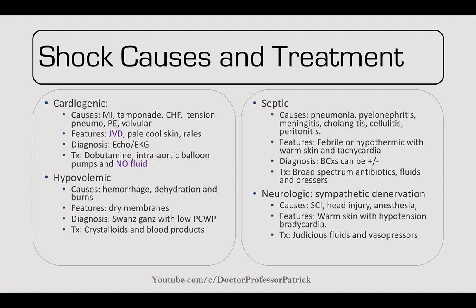and you would not want to give excess fluids to these people. So if there is a hypovolemic shock, causes like hemorrhage, dehydration, and burns, you're going to have dry mucous membranes. This is what to look for on exam if you see that buzzword. So to diagnose this, you would do a Swan-Ganz with a low pulmonary capillary wedge pressure. And you can treat this with aggressive crystalloids and blood products.